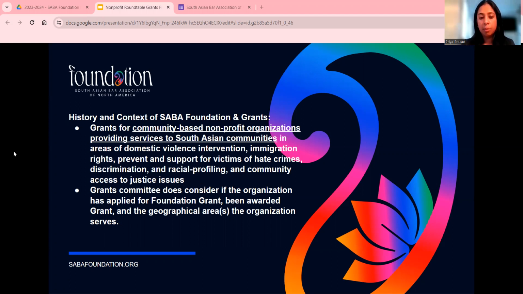And then finally, to help ensure the diversity of the applicants for a given year, we want to also take a look at what geographic areas you're serving. So that's one of the questions as well that will be included in the application, whether maybe you're close to where the foundation event is happening, which is in Toronto, or maybe you're close to a South Asian North America chapter. But regardless of where you are, we also want to make sure we're getting good geographic diversity of organizations, as well as diversity of issues that your organizations are serving.